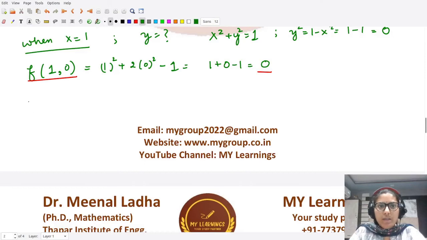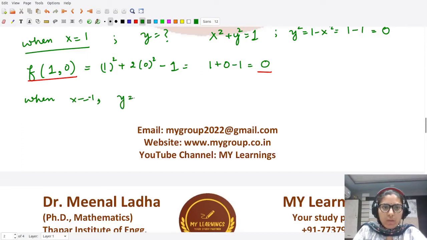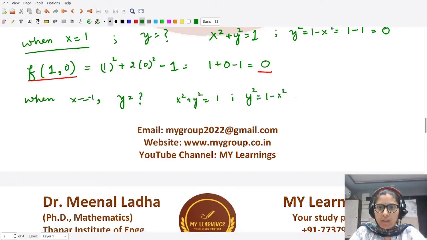Next we'll be checking when x is equal to minus 1. When x is equal to minus 1, what is the value of y? Again we will be using the expression x square plus y square is equal to 1. From here y square is 1 minus x square, so that will give you y is equal to 1 minus, what is the value of x here?